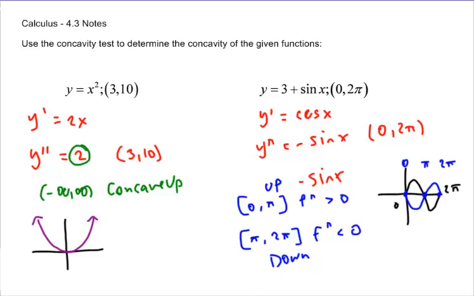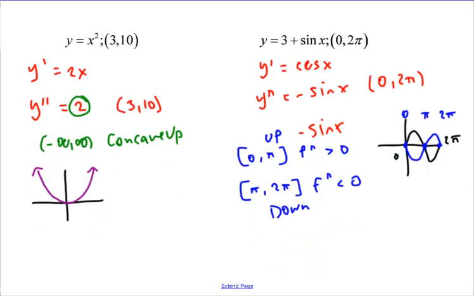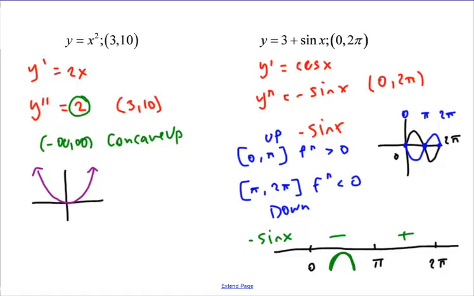And you can make a sign chart with this too. The critical points that you would need to check would be 0, pi, and 2 pi. When you check a point from each one of those with negative sine x, you'll get a negative sign here, and then at pi you'd get a positive sign here. So we know on this part it's going to have a shape that's concave down, and on this part it's going to have a shape that's concave up. And so that's how you deal with concavity.